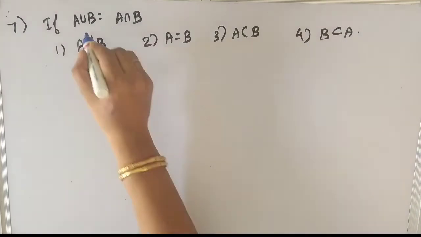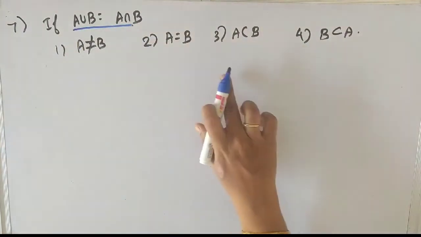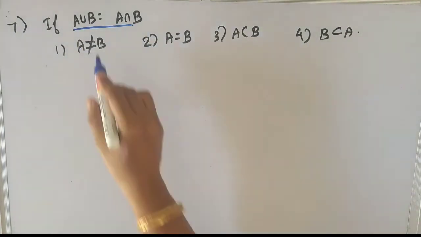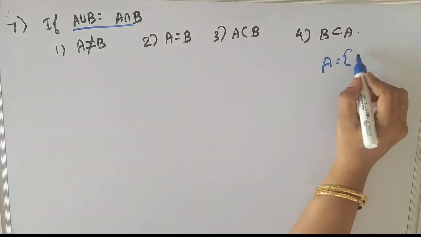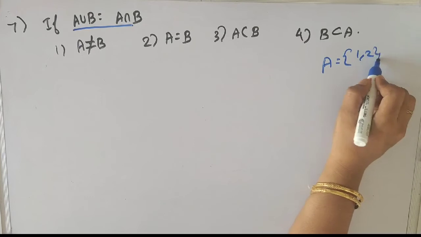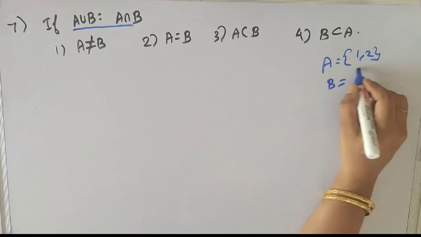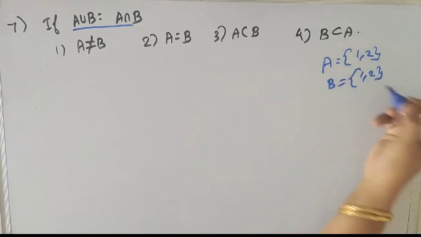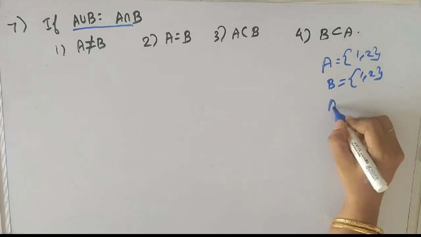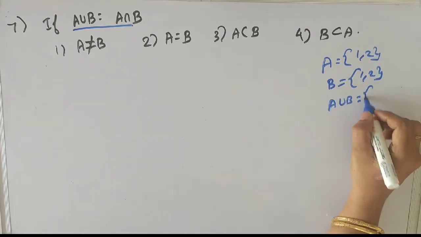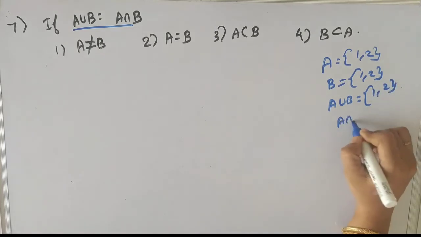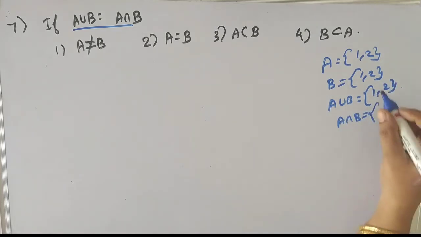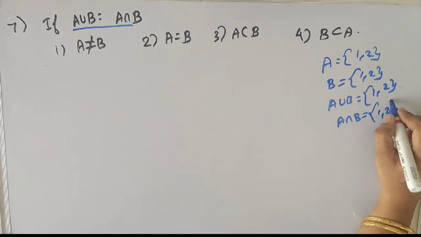The 7th question is, if A union B is equal to A intersection B, which of the following options is correct? Now let's take A = {1, 2} and B = {1, 2}. If we take that, what is A union B? We should write all the elements in both the sets, isn't it? So {1, 2}. What is A intersection B? Only the common elements. It is {1, 2}.